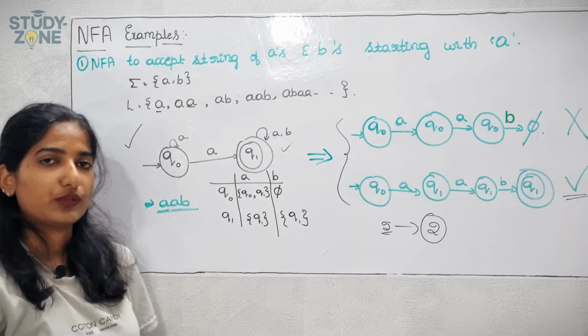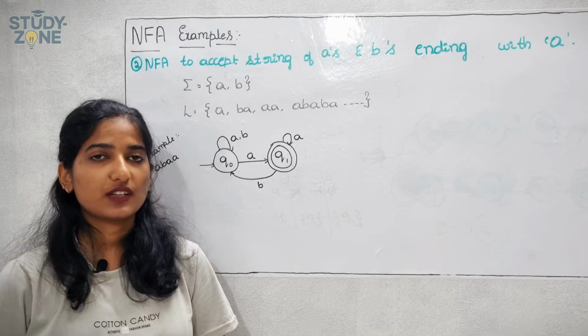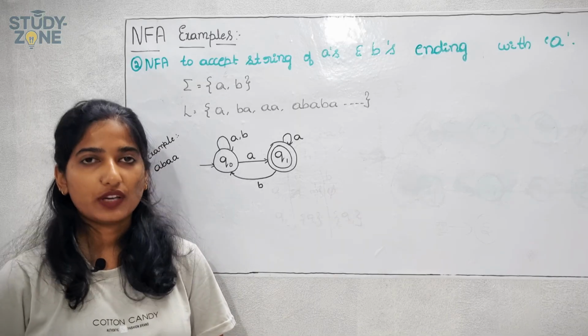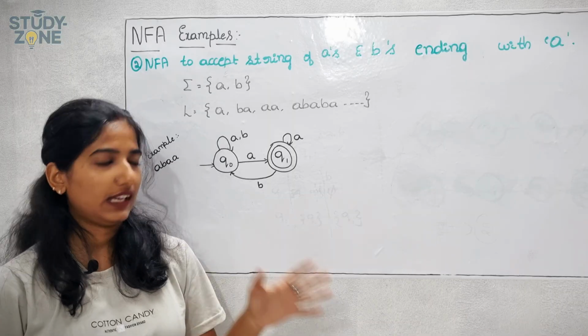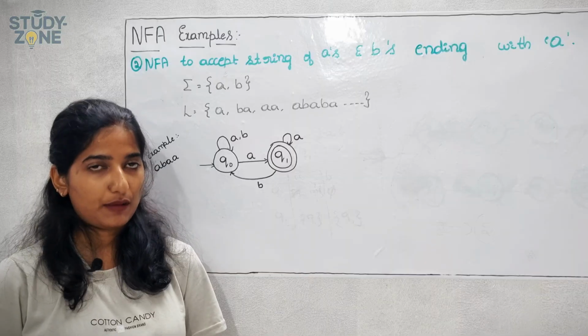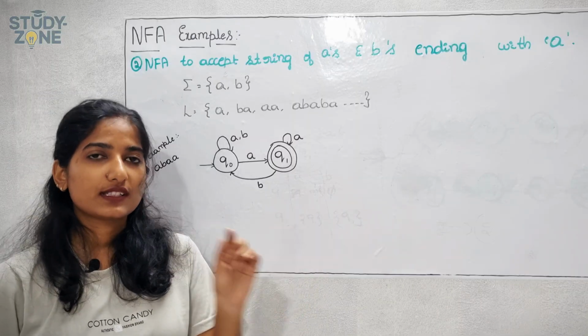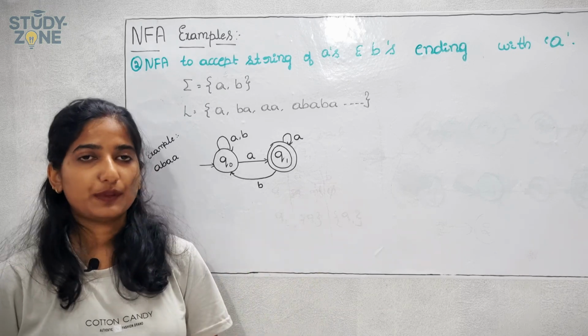So let's move on to the next example. The next example is an NFA to accept strings of A's and B's ending with A. In the previous example, we learned how to write an NFA for strings starting with A, right? So if you are clear with that example, you can try this one without seeing. Okay, so just pause the video and try it and check, or else I will explain it again.